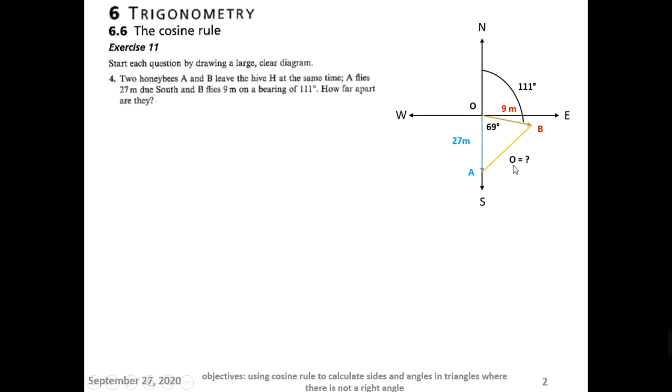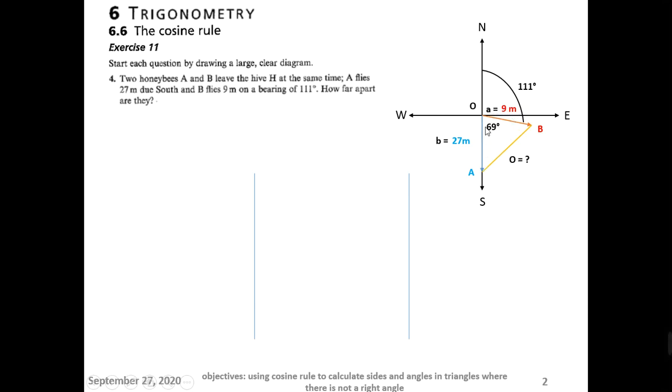The opposite side of it, let's name it O small, which is the unknown. It's the length of AB that we are trying to find. If this is angle B capital, the side that is opposite to angle B is the 27 meters, B small. And if this is angle A, the opposite side to angle A is the red line OB, so A is equal to 9 meters. Let's practice a little bit on applying the cosine rule.